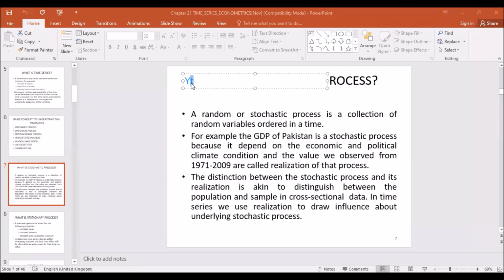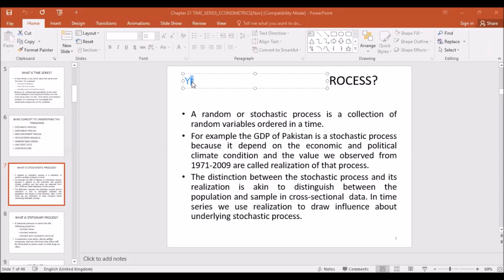So Y1, let's say T is equal to 1, it means the value of GDP in the first quarter of 1947. Y2 means the value of GDP in the second quarter of 1947. If T is 244, it means the value of GDP in the fourth quarter of 2007. So keep in mind that each of these Y is a random variable.